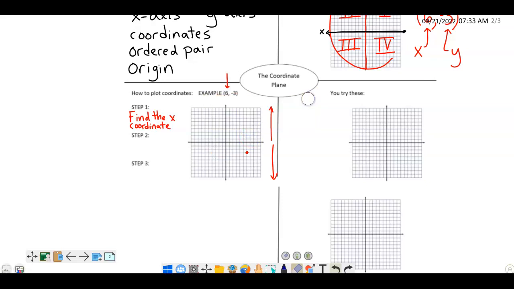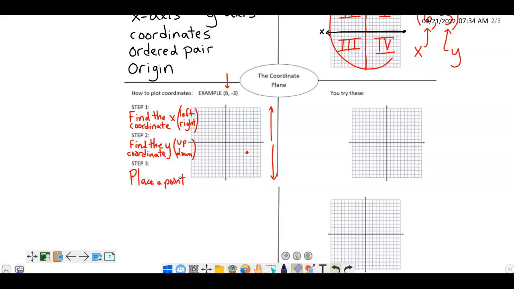All right. So step 1, find the x coordinate. Step 2, find the y coordinate. You're going to go up or down. Left or right is over here. And then the last step is just place a point. You're going to follow the x. You're going to follow the y, place a point.